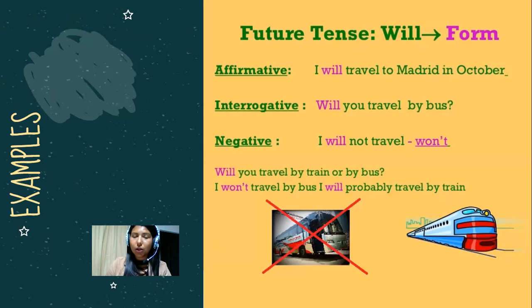And finally, I have an example that includes the affirmative, the interrogative, and the negative form. For example, I will travel to Madrid in October. Will you travel by bus? I will not travel, or in the contraction, I won't travel. Okay. Will you travel by train or by bus? I won't travel by bus. I will probably travel by train. Okay. I think that this example is very clear, and you can observe the proper way to use will.